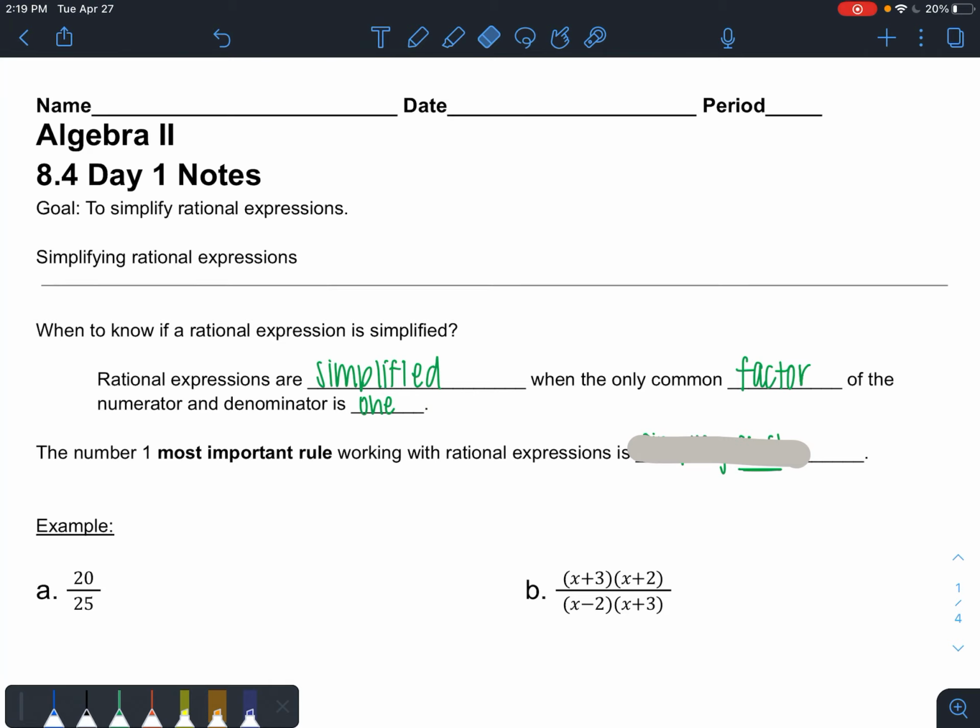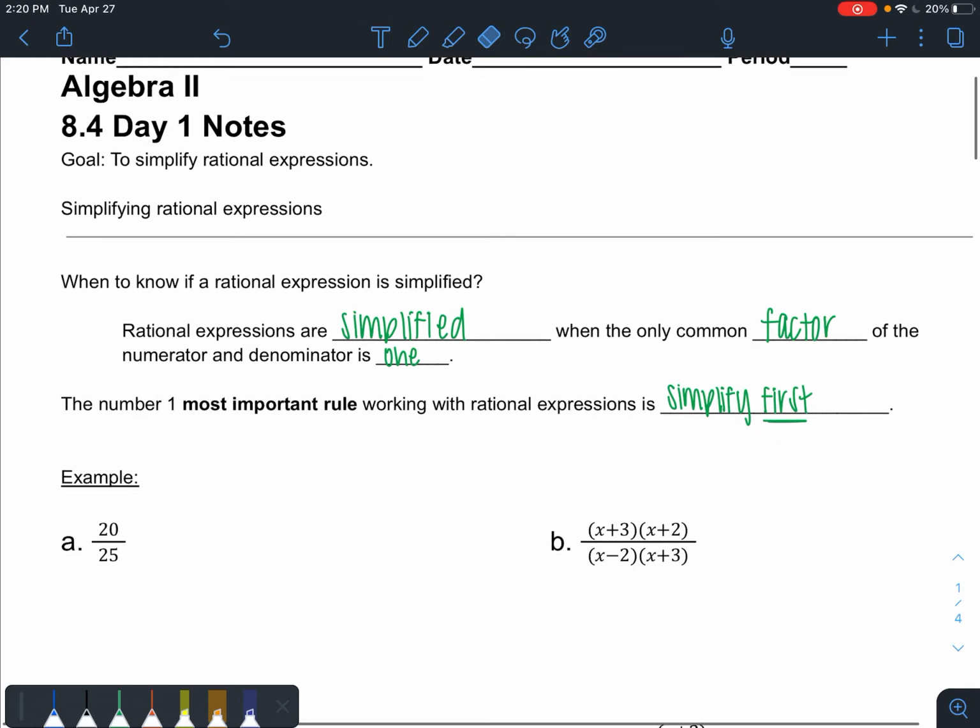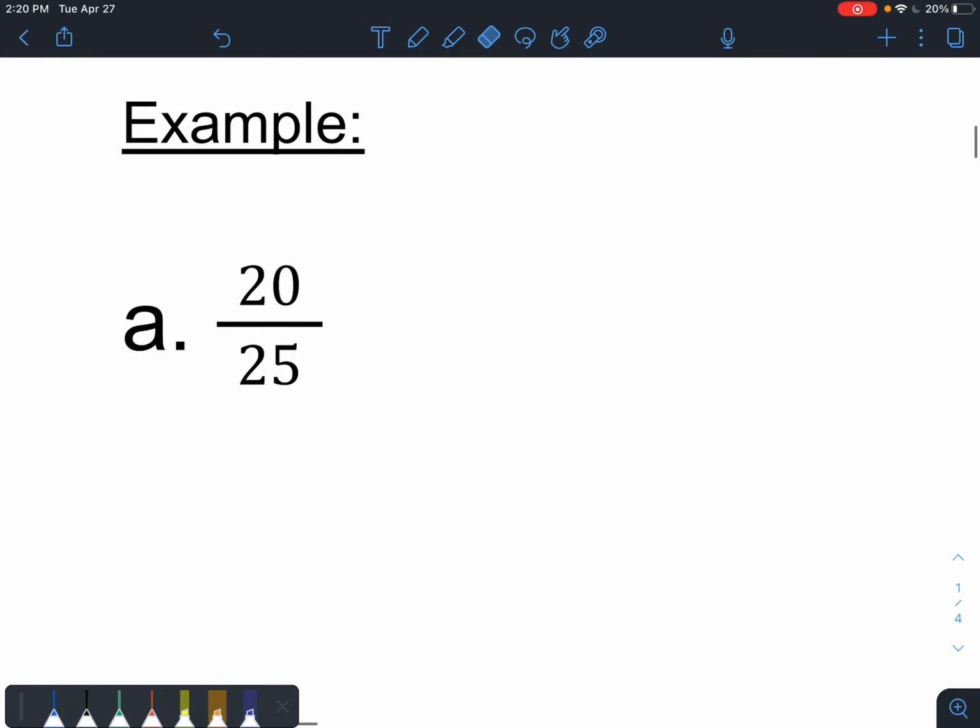All right, and the number one most important rule when working with rational functions or expressions is simplify first. So we want to simplify first. That's really what we're working on today, is simplifying so that we can start multiplying, dividing, adding, subtracting, all that good stuff. Here's our first example.